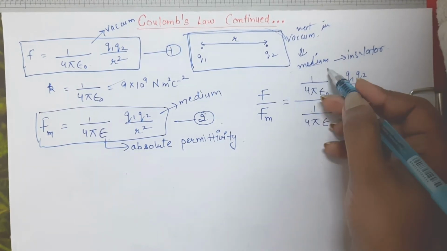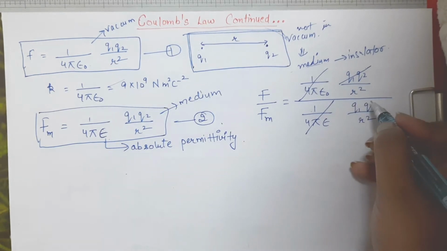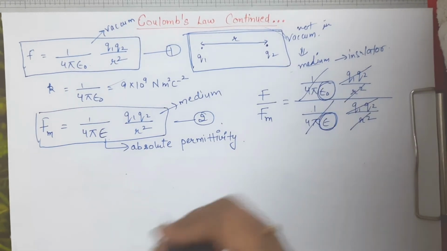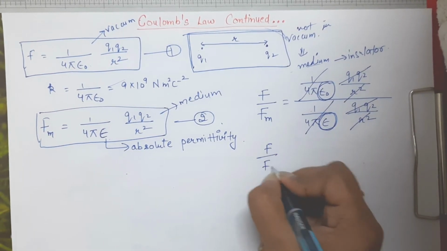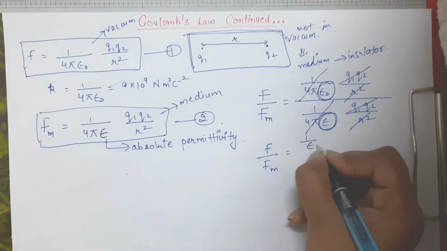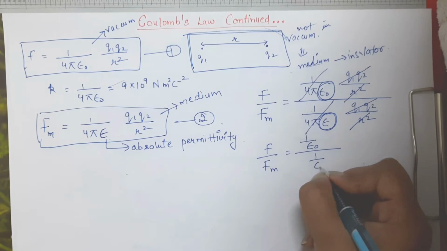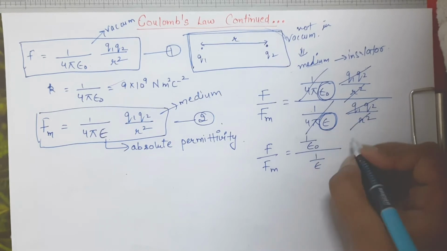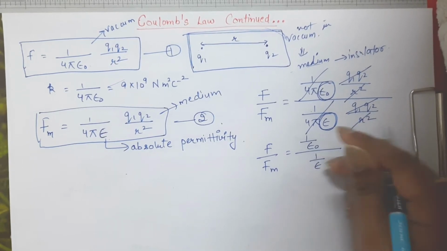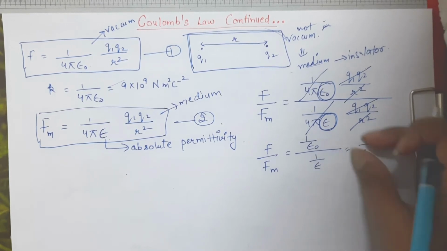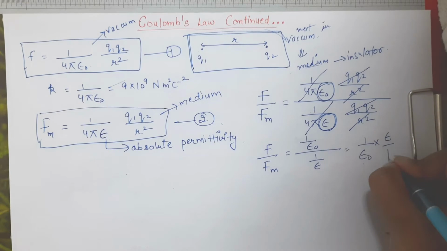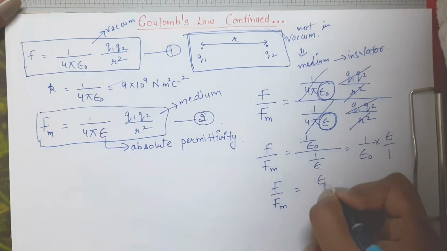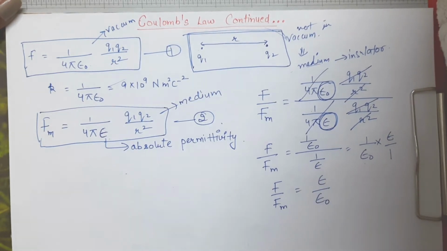Now when we divide these, what will happen? This will cancel out, this will cancel out, this will cancel out. Only epsilon naught and epsilon will remain. So we will be left with F upon Fm equals 1 by epsilon naught, and in the denominator we will have 1 by epsilon. Now this term in the denominator, when it goes in the numerator, becomes epsilon by 1, right? So now what we are getting is F upon Fm equals epsilon by epsilon naught, right?